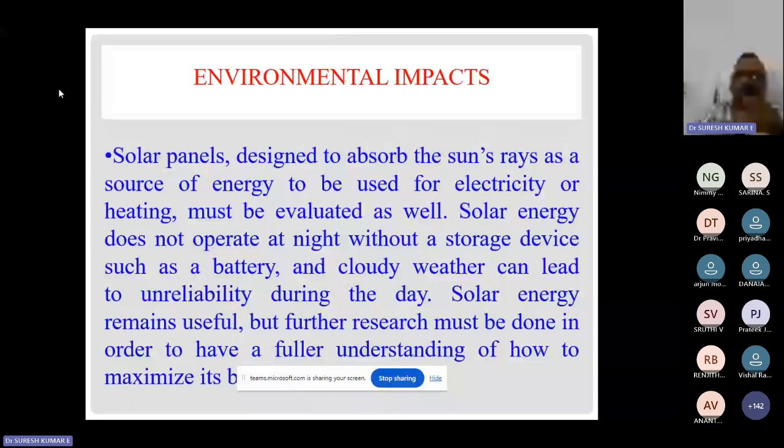So most of the time, we're planning a hybrid system, wind turbine as well as solar, a hybrid with storage. So solar energy remains useful, but we need further research to maximize its benefits. At the same time, we should overcome all these negative impacts.